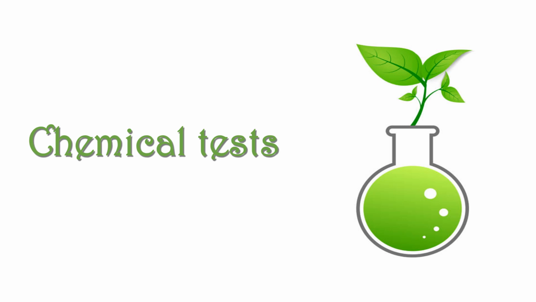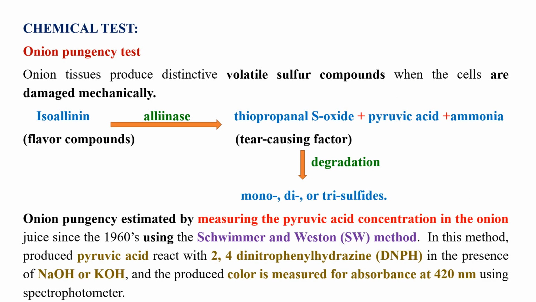Chemical tests. Actually, this test is used in the food industry to make sure of the quality of the onion powder or onion pulp used in several food products. It is known as the onion pungency test, or the Schwimmer and Weston test. It's a very old test, known since the 1960s.